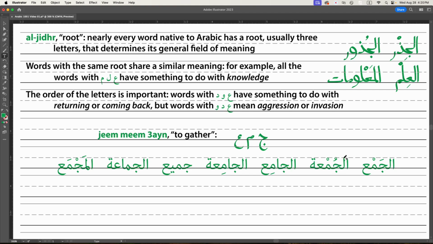So al-jum'ah is Friday, the day that we gather together in the mosque in order to go pray. And here's the mosque right here, al-jami'. So al-jami' is literally the gatherer. So the mosque gathers people together in order to engage in religious devotion. So go to the Jami' on Jum'ah.